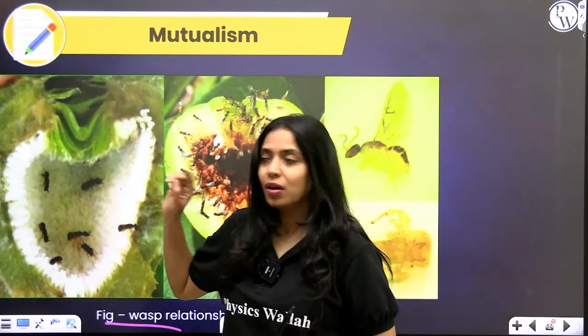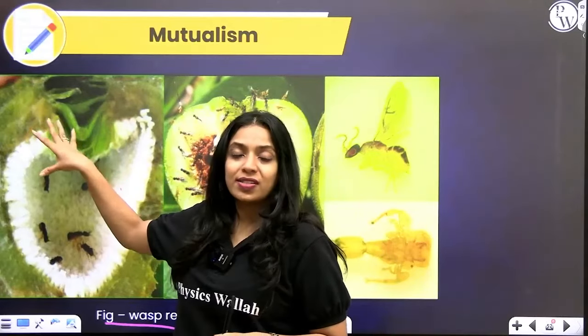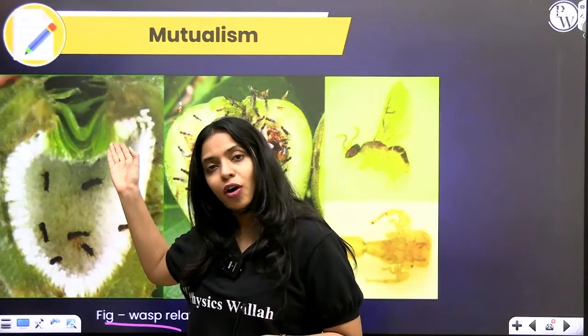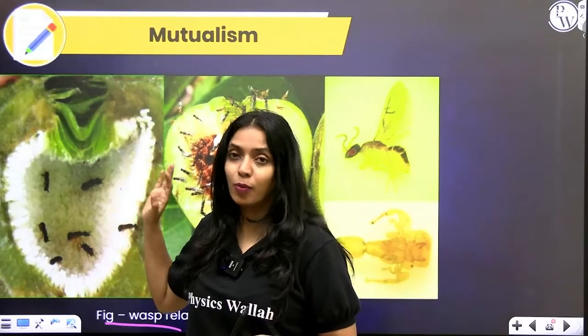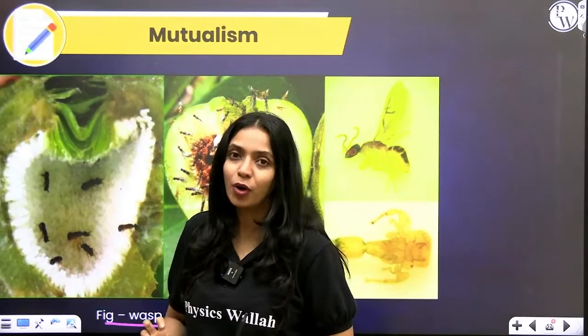So, fig inflorescence is helping in the reproduction of the wasp. For wasp reproduction, egg laying is a very important part. It is giving the safe place for the wasp to lay eggs, right? So, how is fig being helped in return? For fig reproduction, pollination is a very important process. If pollination does not happen, seed setting will not happen. If seed setting does not happen, next generation will not come.